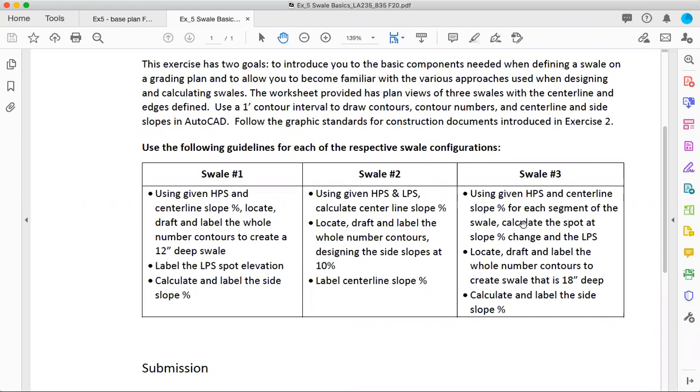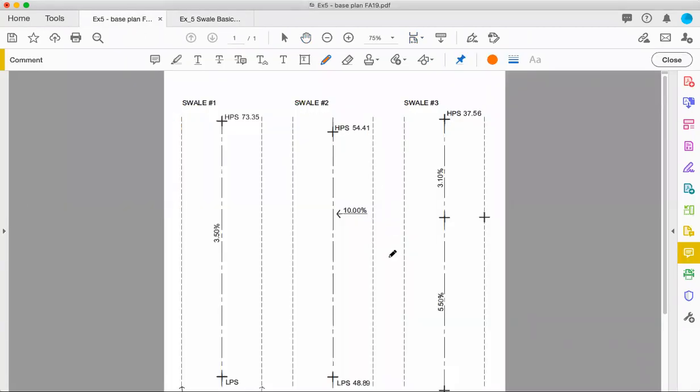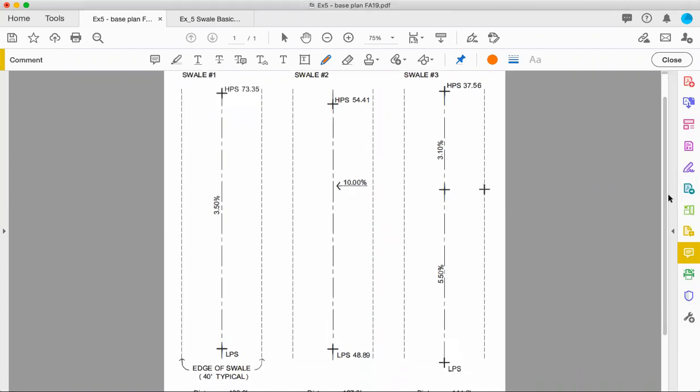All right, let's go back to the base plan first. I have a few things that I want to explain here. These are the swells in plan view, and those are the 3 center lines. If you see a number by the side of the center line, those are centerline slopes. If you see a slope that is across the swell, that's the side slope.